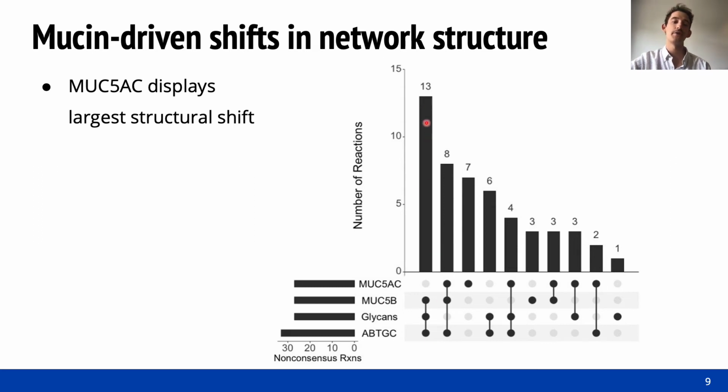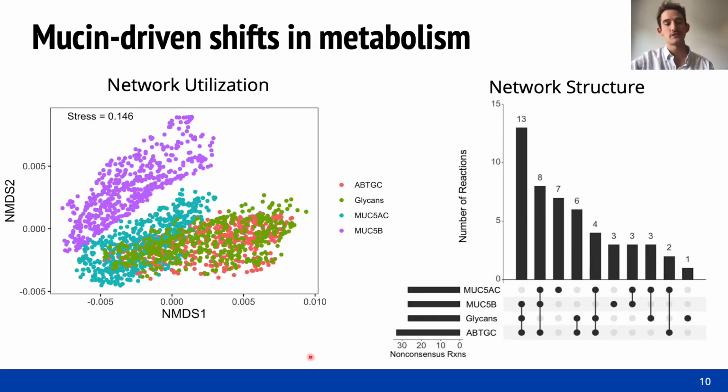So you can see here, we have this group of 13 reactions that are shared by the MUC5B, the glycans, and the ABT-GC models, but not contained by the MUC5AC model. And this is interesting because that indicates that the MUC5AC displays the largest structural shift. And this is especially interesting when we compare it back to the active metabolism, because we see here that the MUC5B shows the largest shift in active metabolism, while the MUC5AC has the most different network structure. So that's cool, but we were more interested in the active metabolism case.